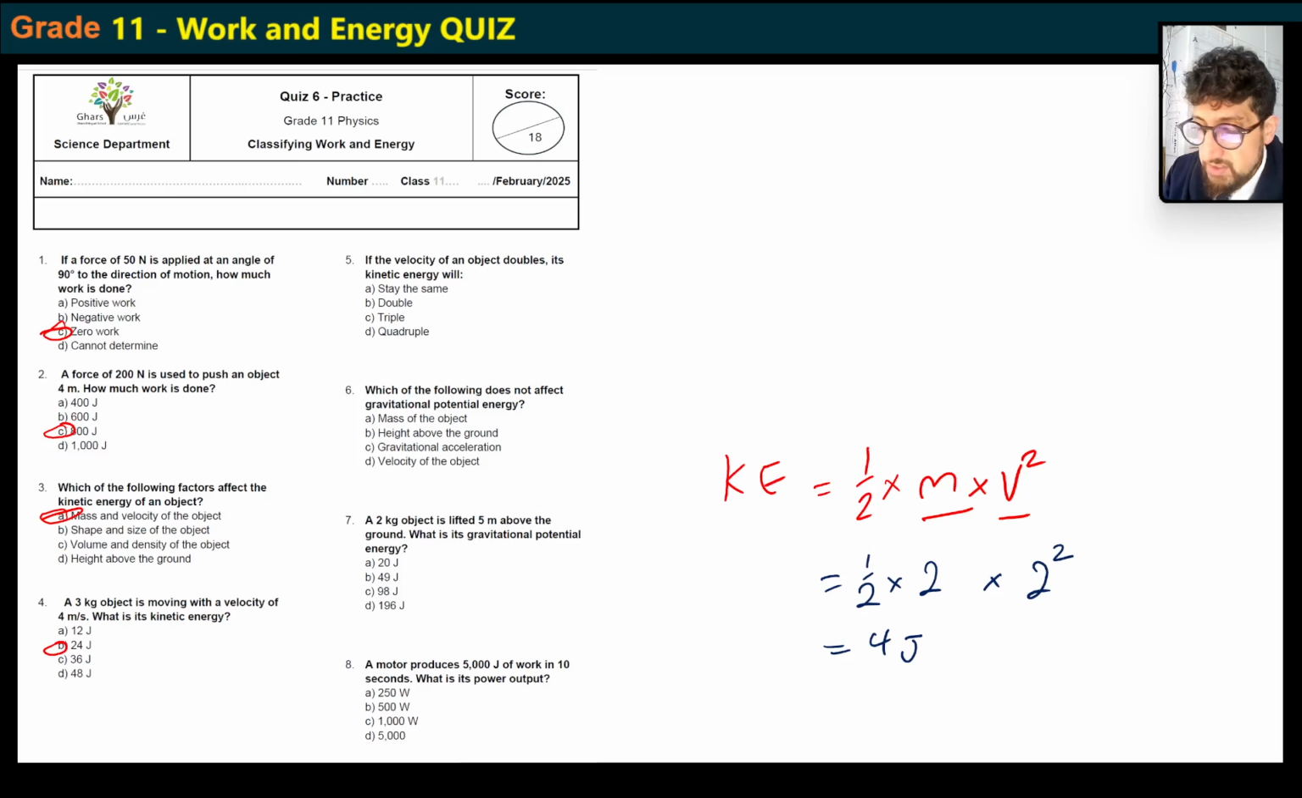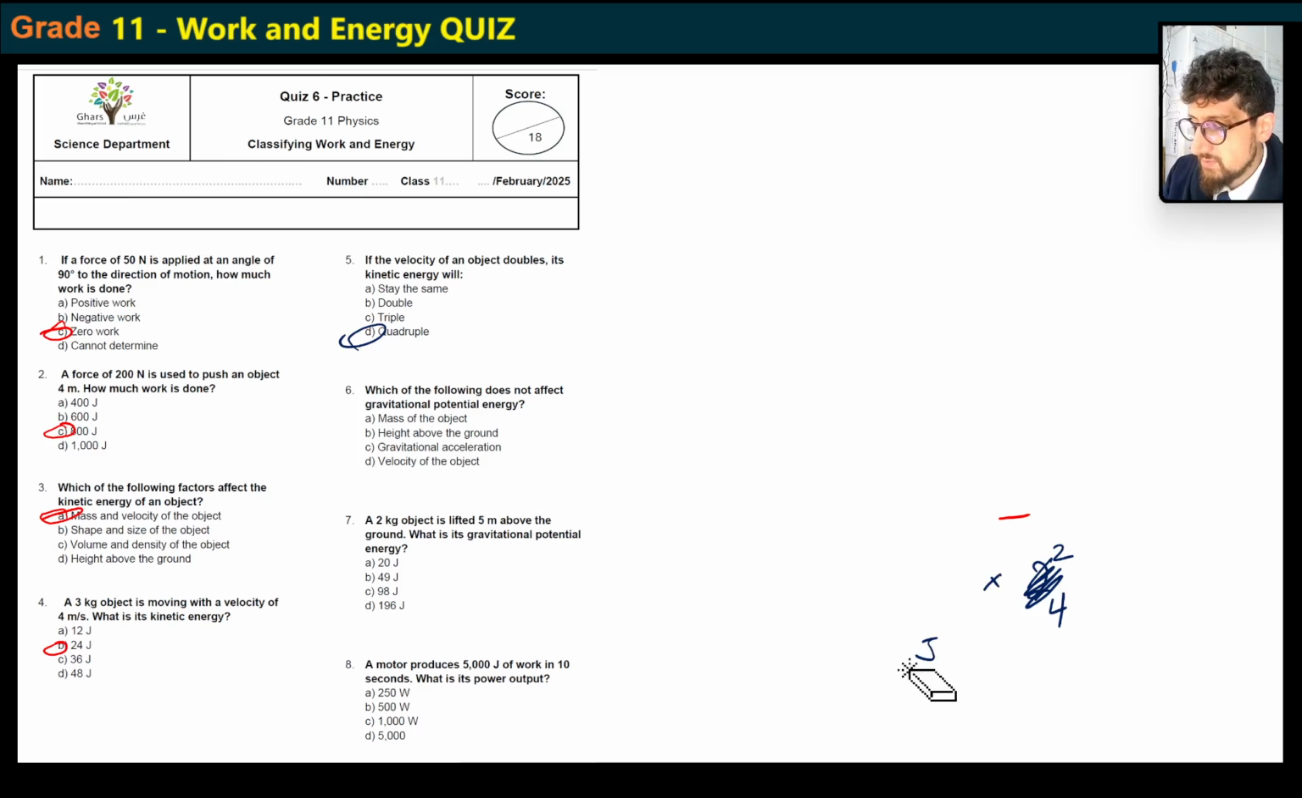Now I'm going to double the velocity, so you can see what's going to happen. If I double the velocity, I change it from 2 to 4, and suddenly instead of 4 joules, I'm going to get 1 times 16, so it's going to be 16 joules. Obviously it's 4 times, so it quadruples. That's the easiest way of doing these questions. If it tells you what's going to happen, just put in some numbers and see what happens. Usually, if it's squared, obviously it's going to quadruple.